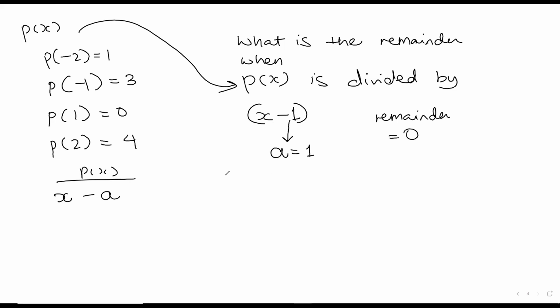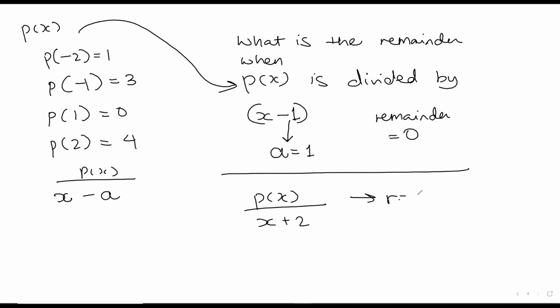Now another question from this. What will be the remainder when P of x is divided by x plus 2? One. That's right. The remainder will be 1. Mridula, did you understand this? If not, you can feel free to ask.